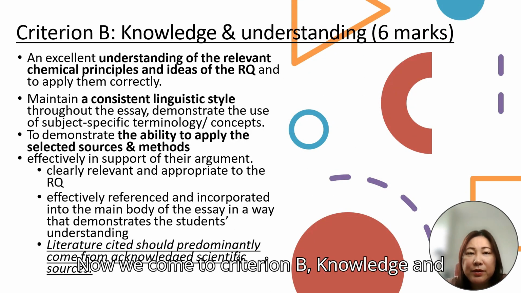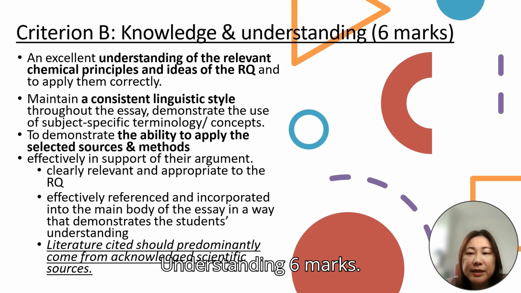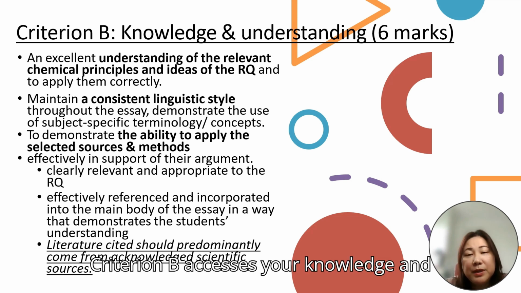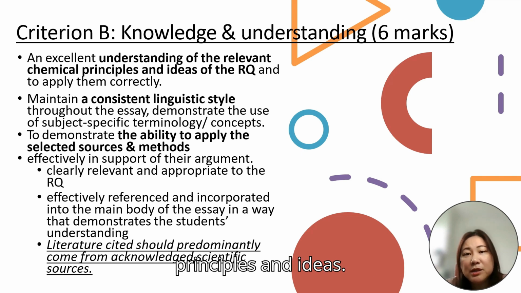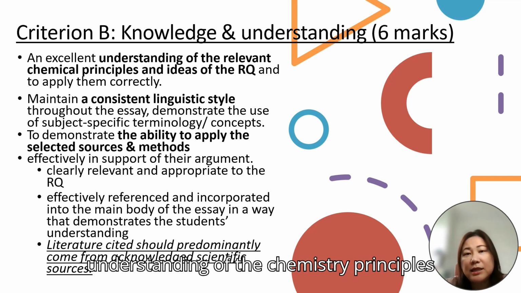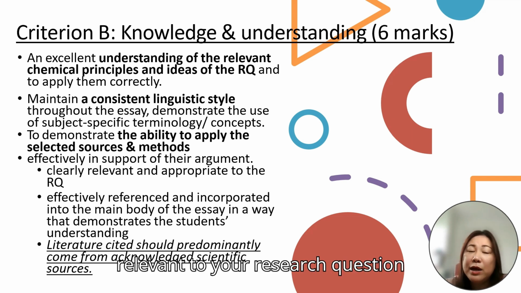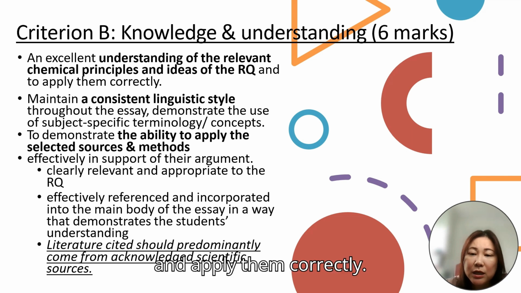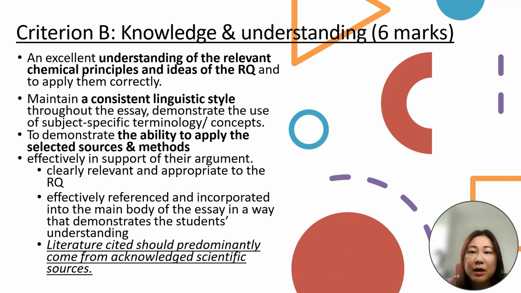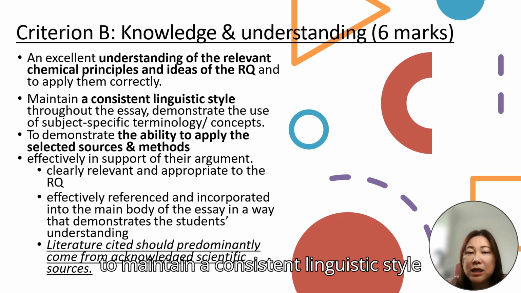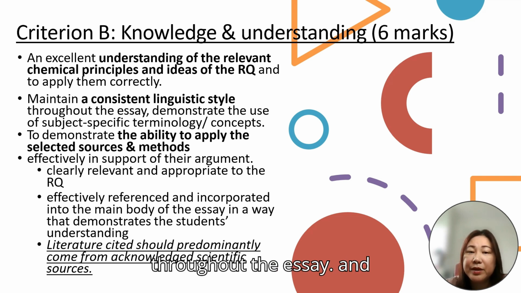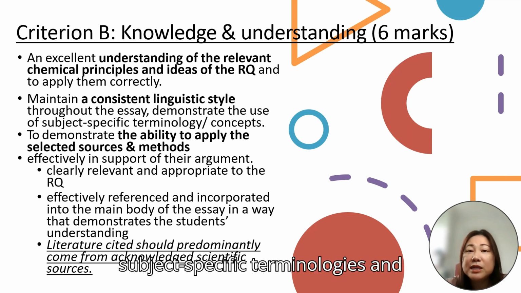Now we come to criterion B, knowledge and understanding, 6 marks. Criterion B assesses your knowledge and understanding of the relevant chemistry principles and ideas. So you must have an excellent understanding of the chemistry principles relevant to your research question and apply them correctly. When writing the extended essay, you need to maintain a consistent linguistic style throughout the essay and demonstrate the use of subject-specific terminology and concepts.